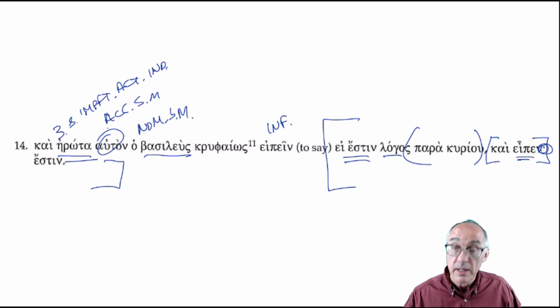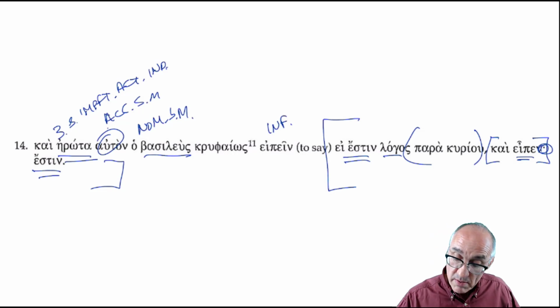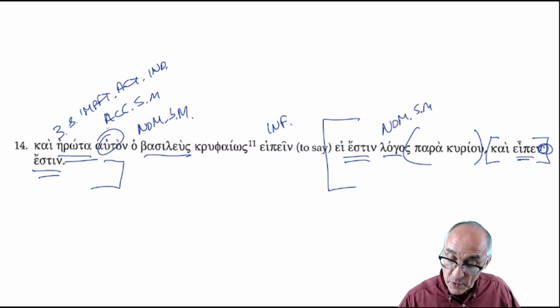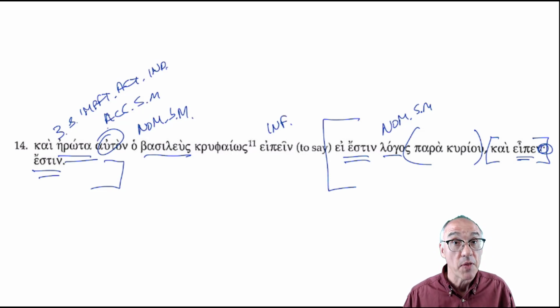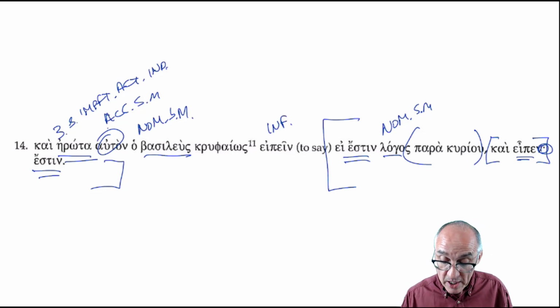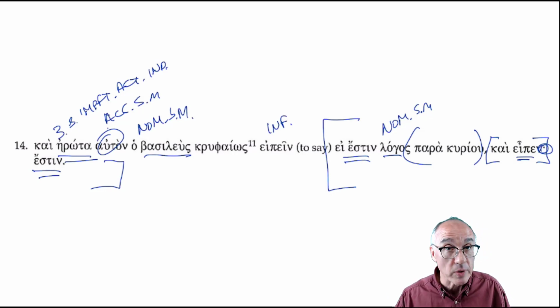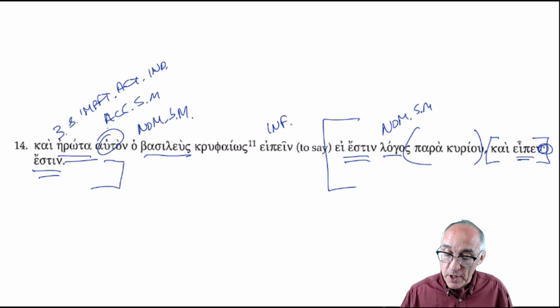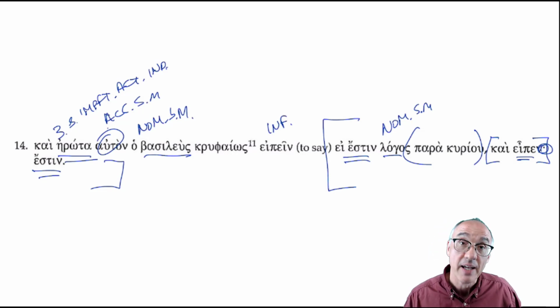And he said, esten, there is. This is nominative singular masculine for this verb. So let's look at it one more time. Kai rota auton ho basileus. And he was asking him, meaning the king was asking him secretly to say, and notice I'm trying to keep that same order, if there is a word or a word from the Lord, comma, and he said, just one dot, but you get the idea. There is.